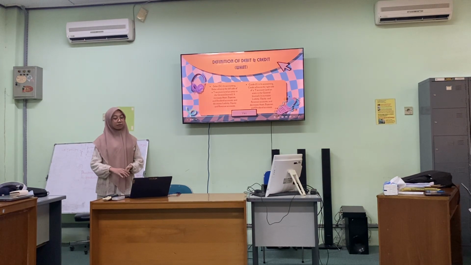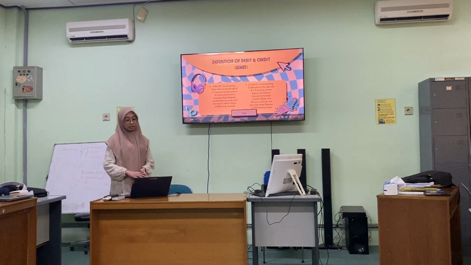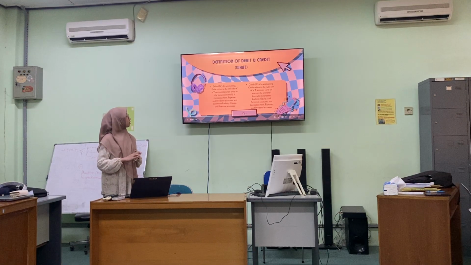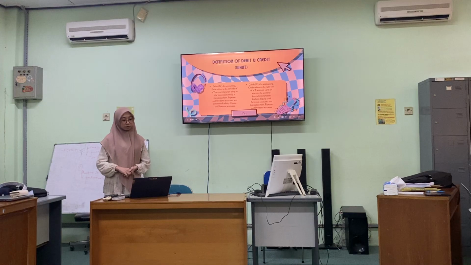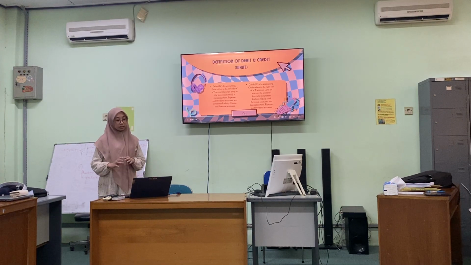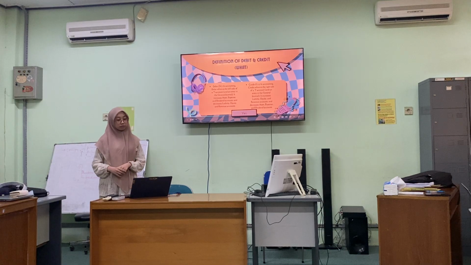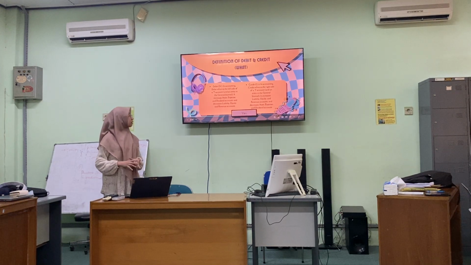Next, definition of debit and credit. So, debit in accounting refers to the left side of a T account and an entry in the general journal. It increases asset, expense, and dividend accounts and decreases liability, equity, and revenue accounts. And credit in accounting refers to the right side of a T account and an entry in the general journal. It increases liability, equity, and revenue accounts and decreases asset, expense, and dividend accounts.